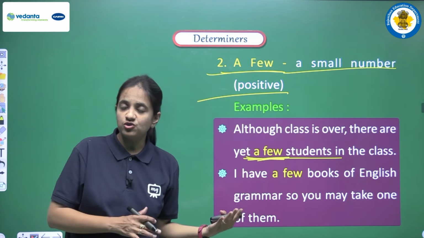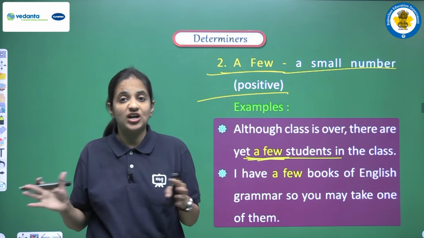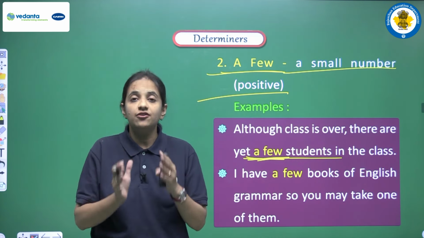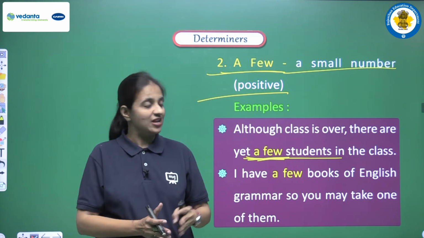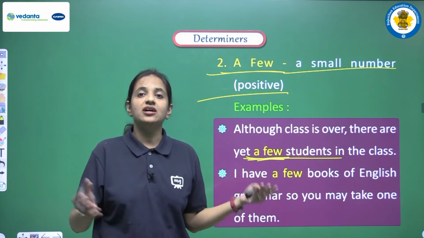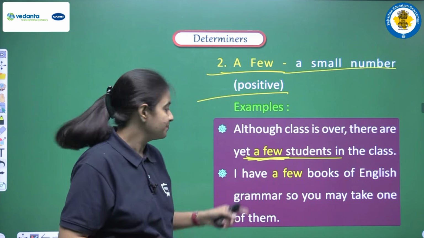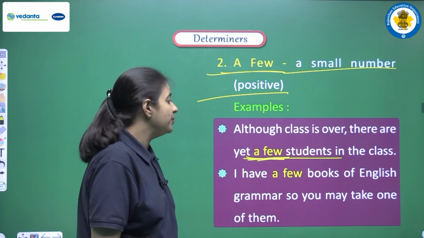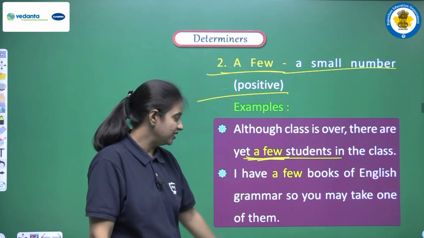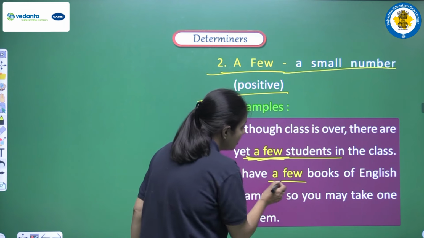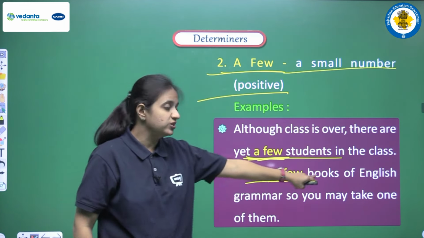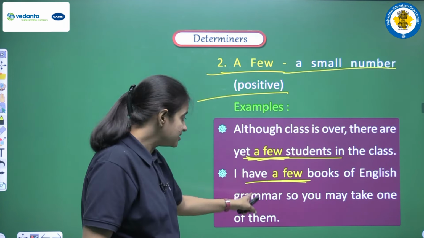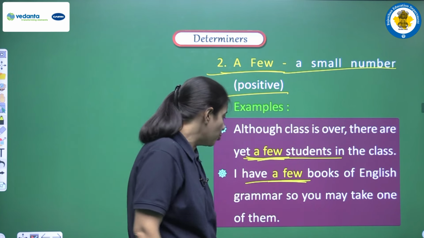So yes, class over हो चुकी है, but still कुछ students हैं, ज़्यादा नहीं है, but yes, some students are there in the class. So we can say that yes, a few students are there in the class. So when we are using a few, at that time we are having a positive meaning in the sentence. Next example is, I have a few books of English grammar, so you may take one of them. Books is a countable noun, and a few books means yes, I am having some books, and this is the reason I am offering that you may take one of them, right?